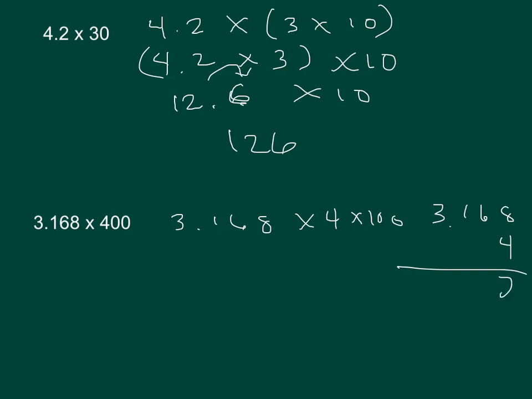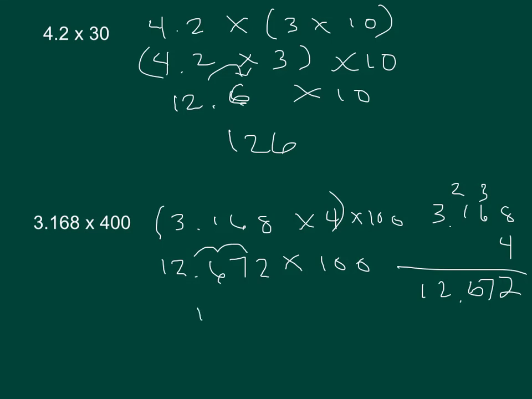I'm going to do 4 times 8 is 32. 6 times 4 is 24, plus 3 is 27. 4 times 1 is 4, plus 2 is 6, and 4 times 3 is 12. And then we put the decimal in 1, 2, 3 places over, so I get 12.672. So I now have 12.672, and that can replace the 3.168 times 4 times 100. And the 100 is going to ask me, really, to move the decimal 2 spots, so I get 1,267.2.